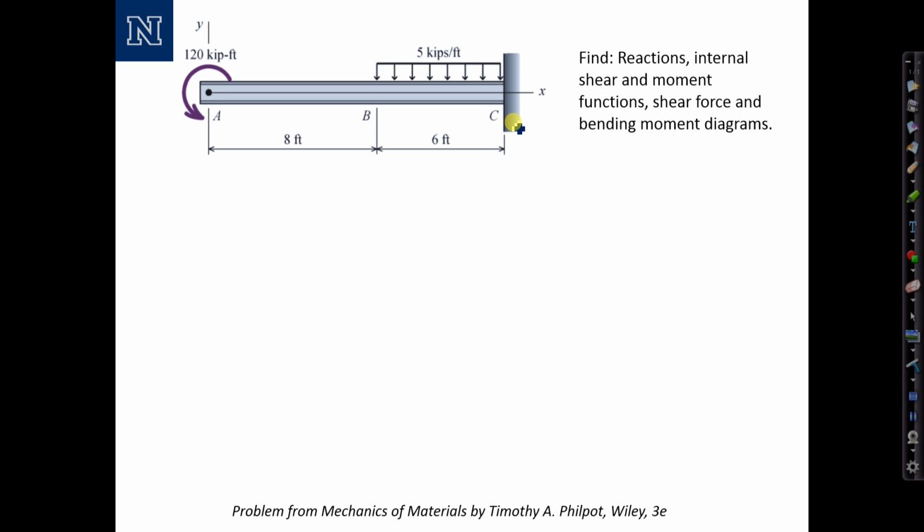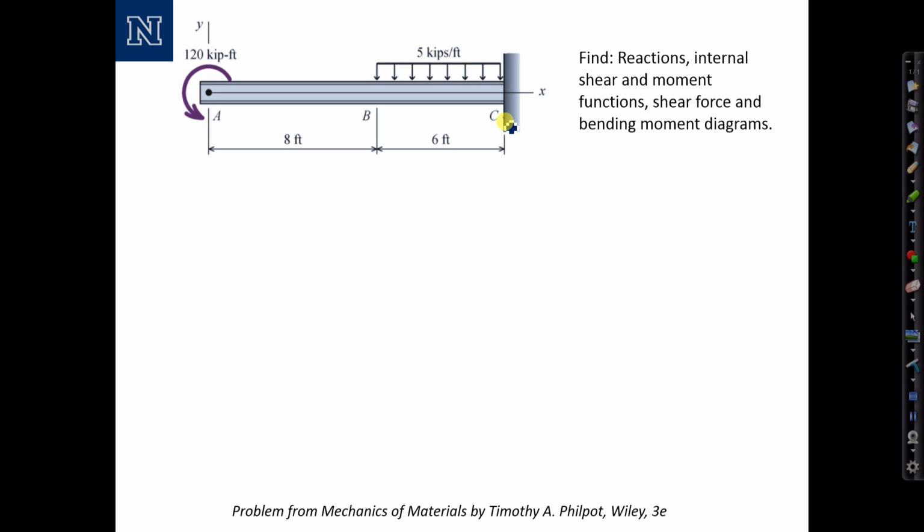This cantilever beam has the fixed support at the right end, has a concentrated moment of 120 kip feet at the left end, and a distributed load of 5 kips per feet acting over part of the beam. We're to find the reactions, the internal shear and moment functions, and draw shear force and bending moment diagrams. We'll start out by finding the reactions.